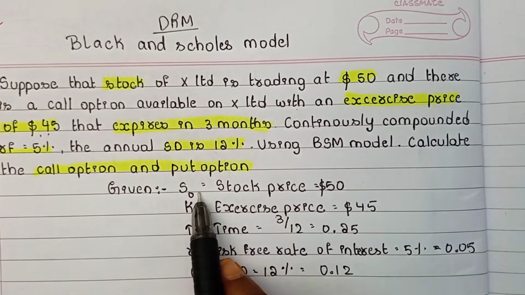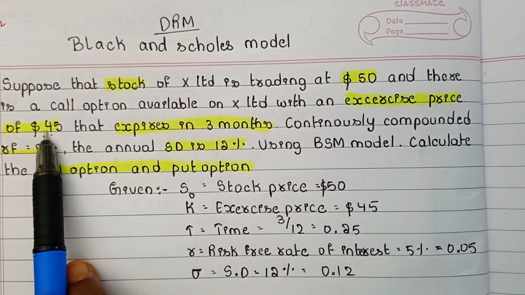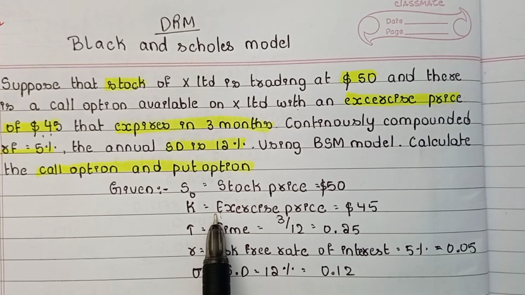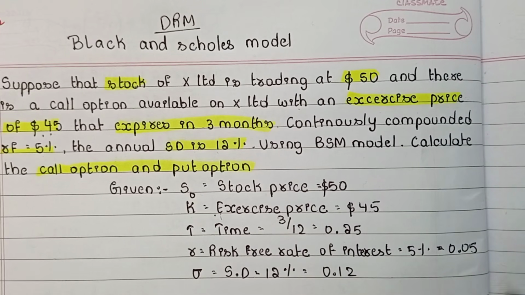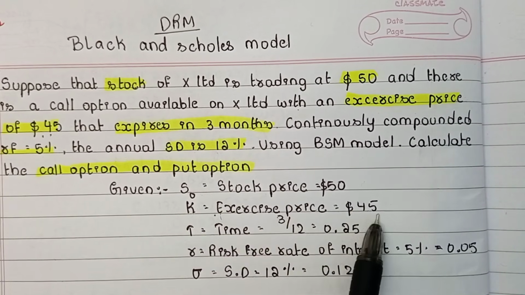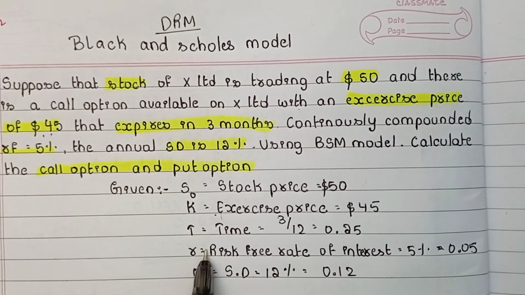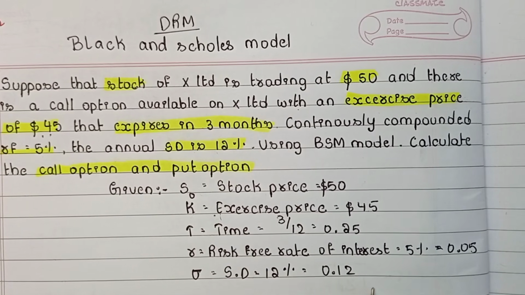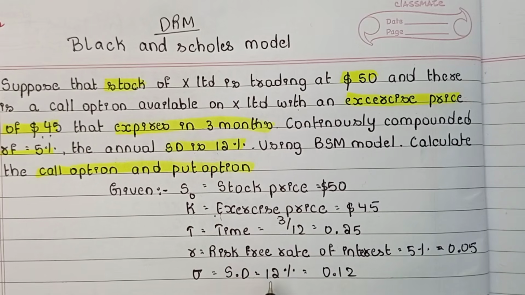So this is given. S0 is the stock price. The stock price of X Limited is $50 and the exercise price of $45 is K. Exercise price is mentioned as K. In some formulas they will mention it as N, and in some formulas as X. I have mentioned it as K. So K, the exercise price, is $45, and it expires in 3 months. Months is represented as time. They have given it in months, so I will convert it: 3 divided by 12 is 0.25. Risk-free rate of interest is 5%, which when converted comes as 0.05, and standard deviation is 12%, which is 0.12.